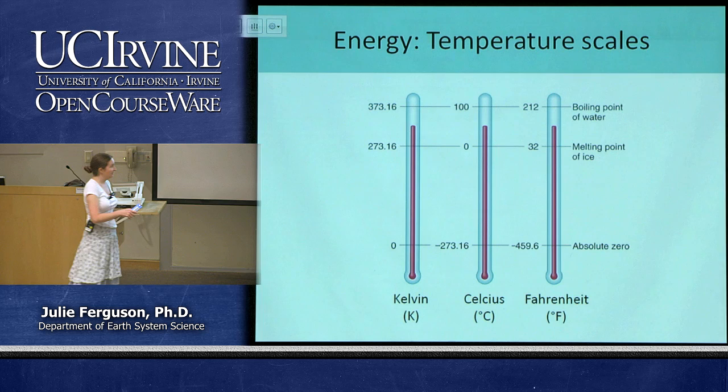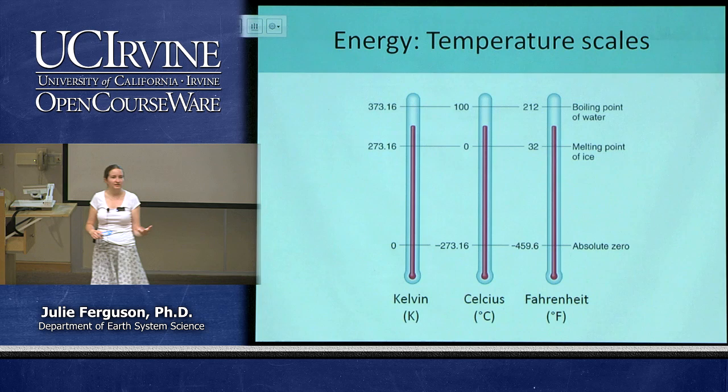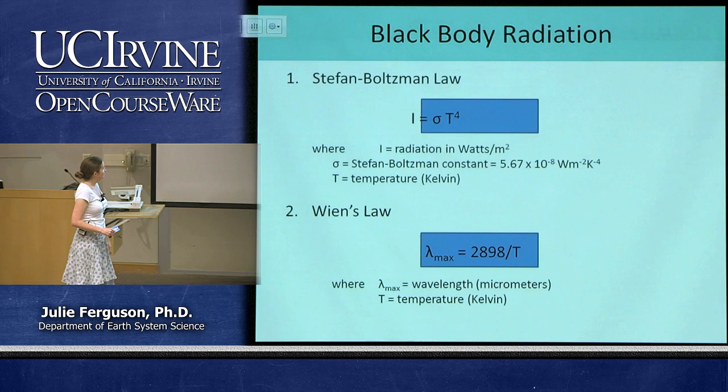Okay. So we often think of the average temperature of the Earth at about 300 Kelvin. It's a nice round number. It's easy to remember. Okay. So if we go back, you can see that whenever we use temperature in these equations, we use Kelvin. And it's nothing scary.